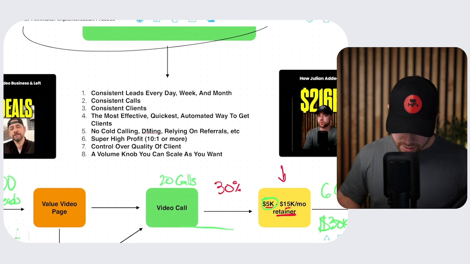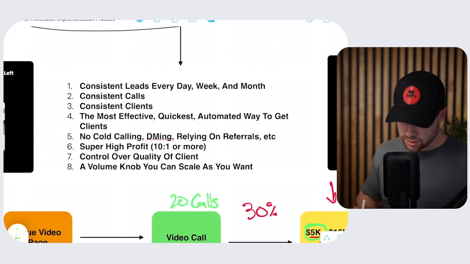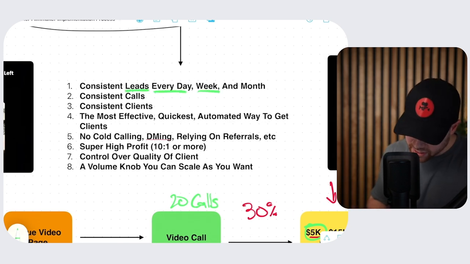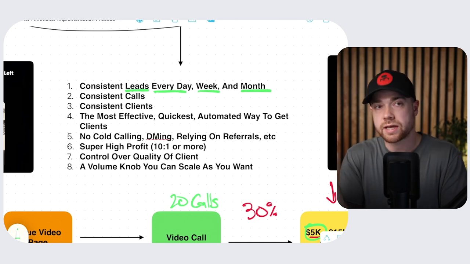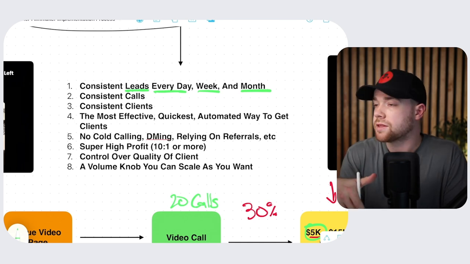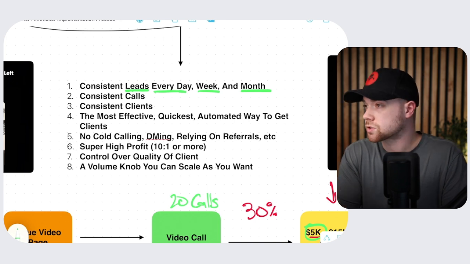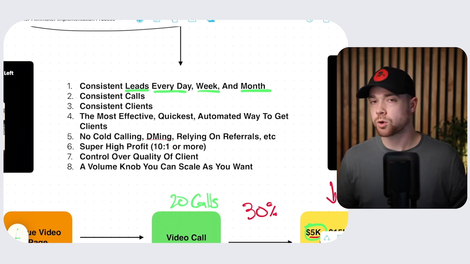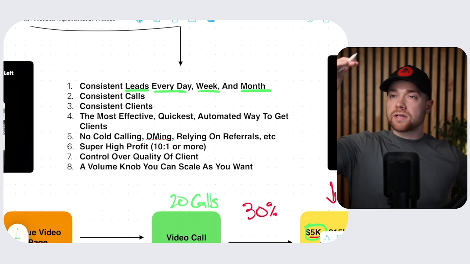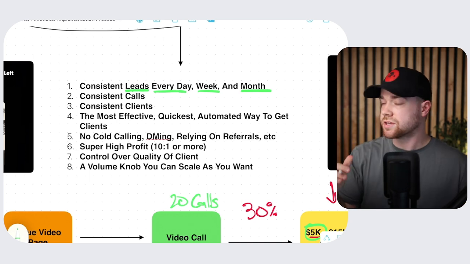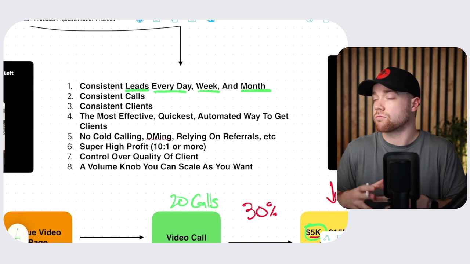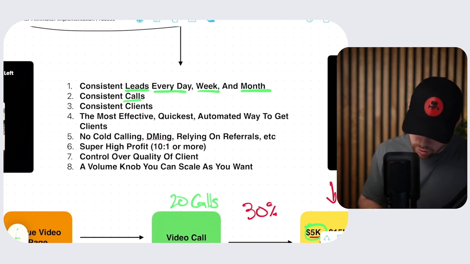So that's the idea. And the main benefits of having a system like this is we get consistent leads every day, week, and month. So I know, okay, I'm going to get 10 leads today, right? And of those 10 leads, 2 of them are going to turn into calls. And then of those calls, I'm going to close 30%. And then I can just do the math. If I want to hit 100K a month, then I would need this many leads, this many calls. I need to close at this percentage, and that would turn into this many people at this MRR, or monthly recurring revenue, right? And like I said, consistent calls, consistent clients.